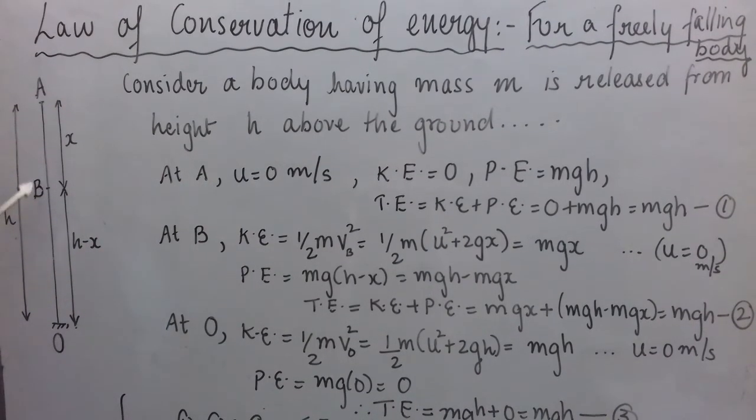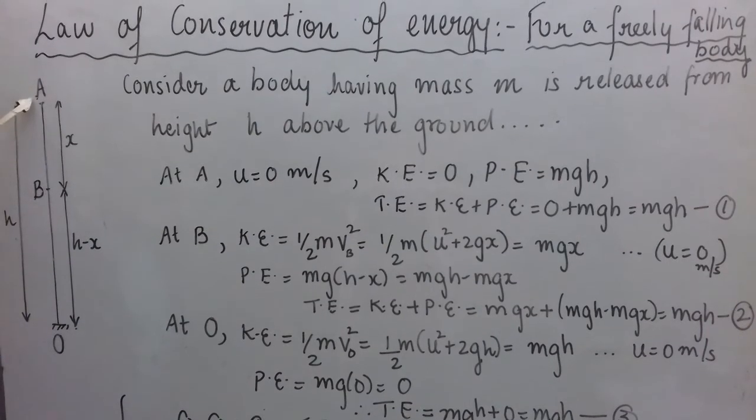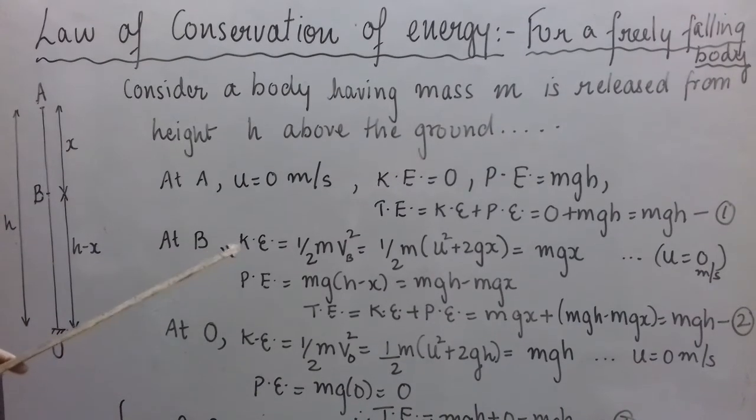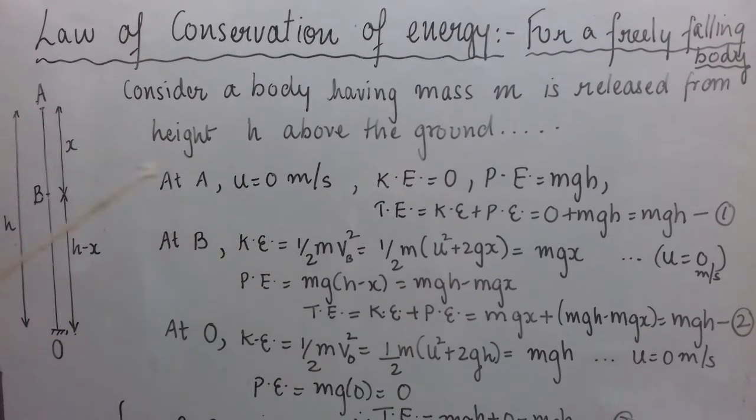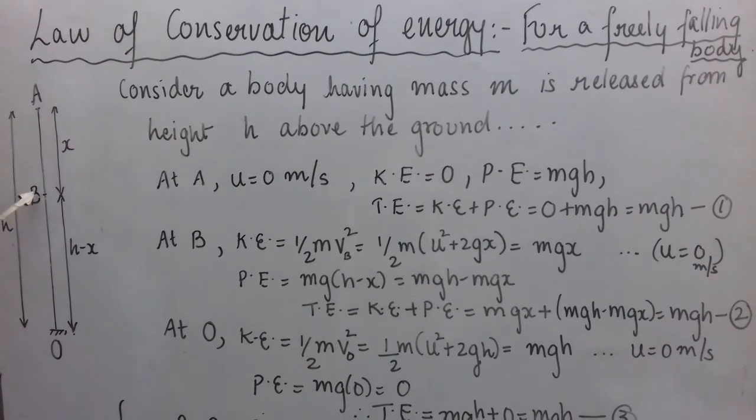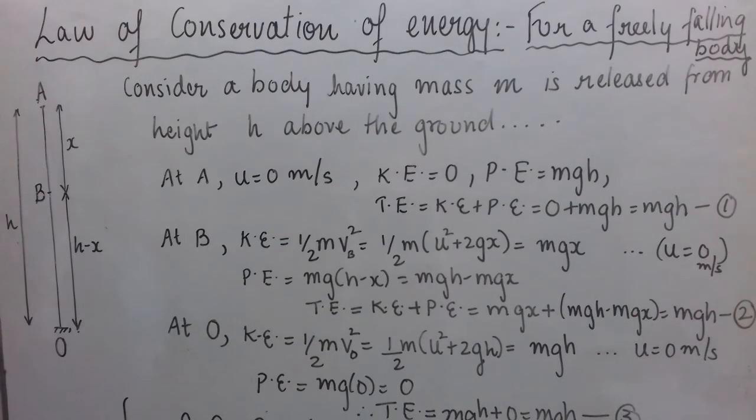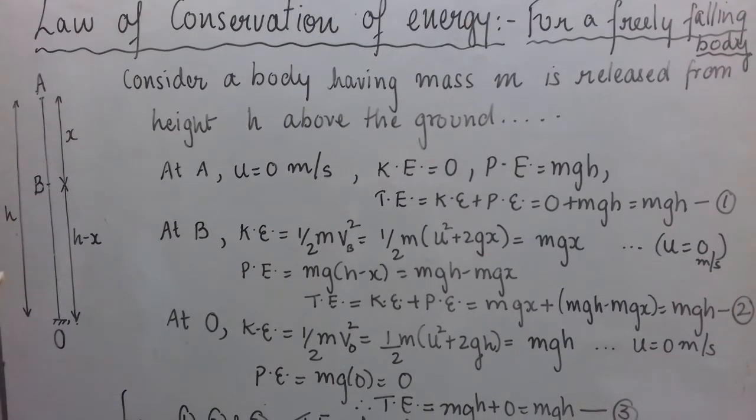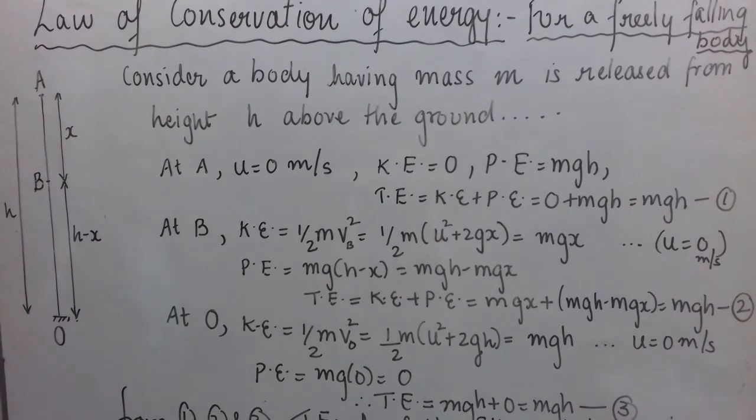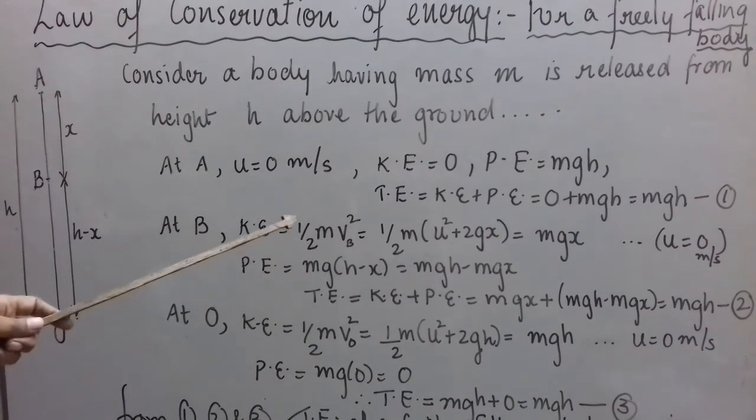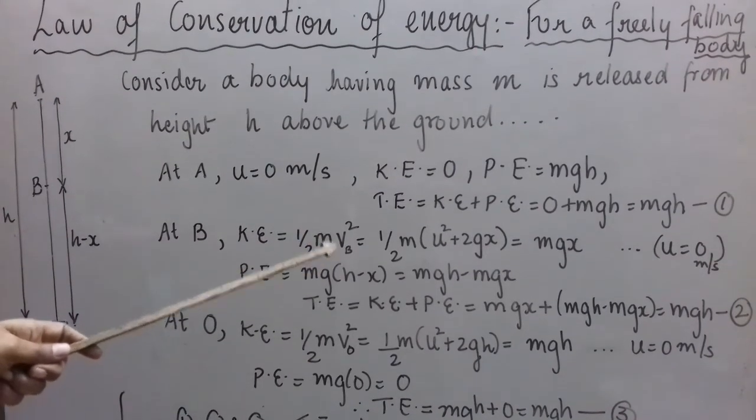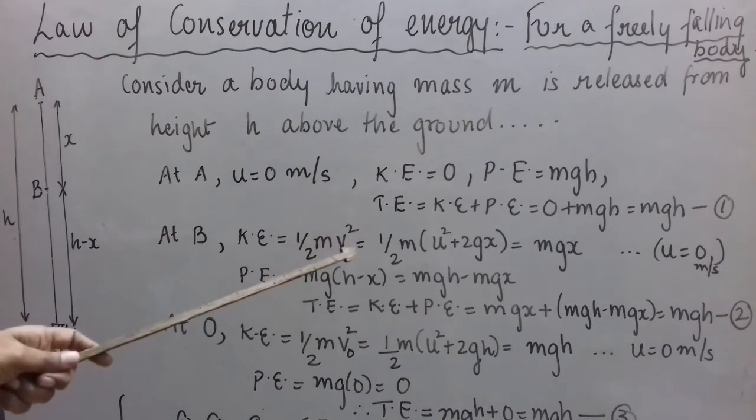So we will consider the motion from A to B. At B, what is the kinetic energy? We know it is half m Vb square, where Vb is the velocity of the body as it falls freely at point B. As it is a case of uniformly accelerated motion, we can use the third equation of motion, that is v square is u square plus 2gh. So in half m Vb square, instead of Vb square, I will use the third equation of motion, u square plus 2g into displacement.